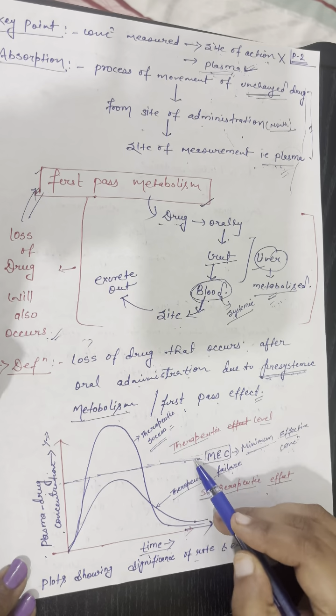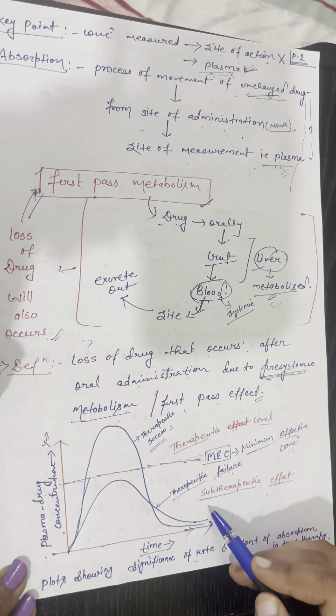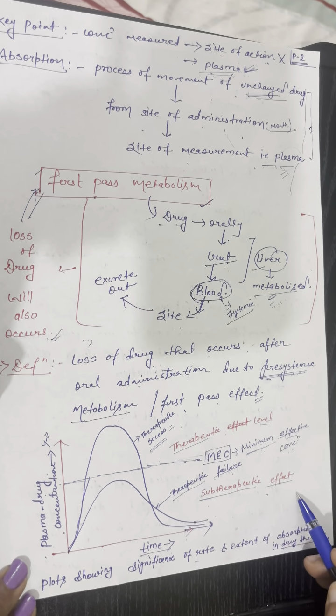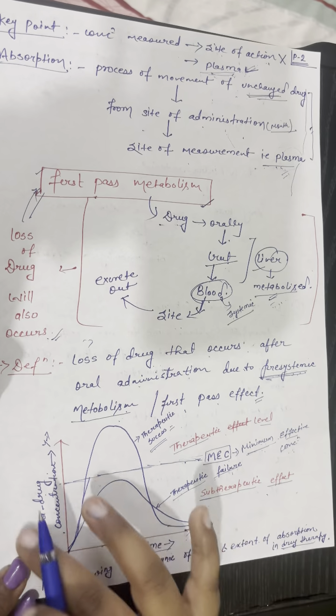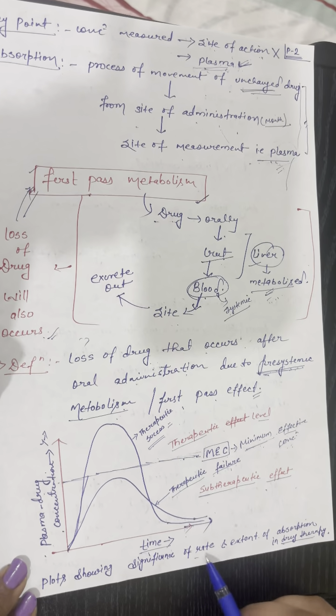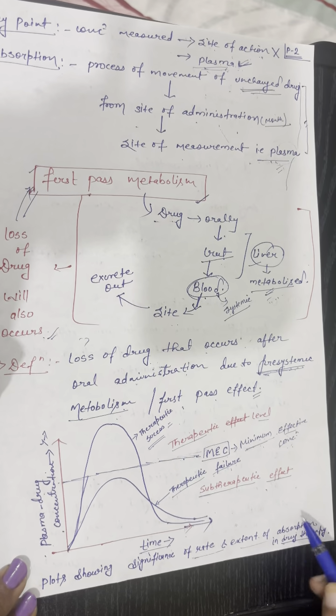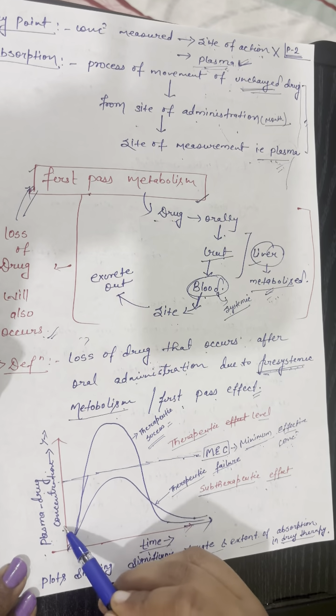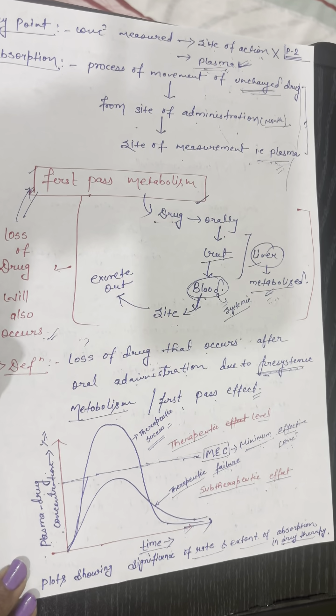Below this, therapeutic failure will occur, and above this, therapeutic success will occur. Simply we can say below this therapeutic level, a subtherapeutic level will occur. It is a very important graph. Here the rate and extent of absorption are shown in the plasma drug concentration and time graph.